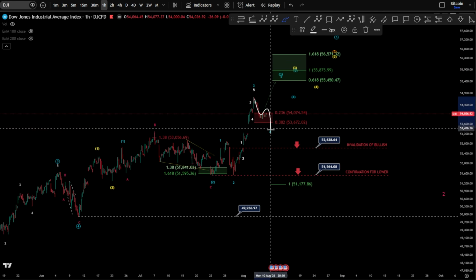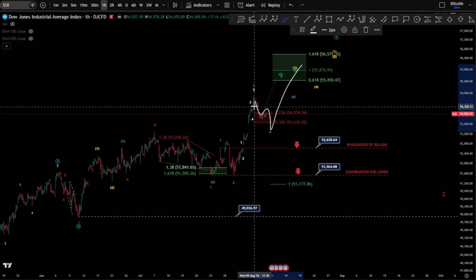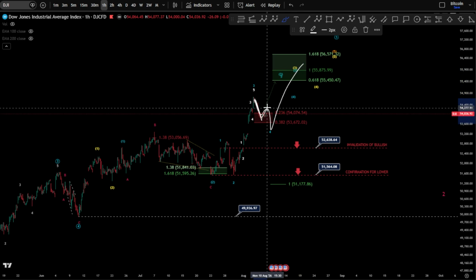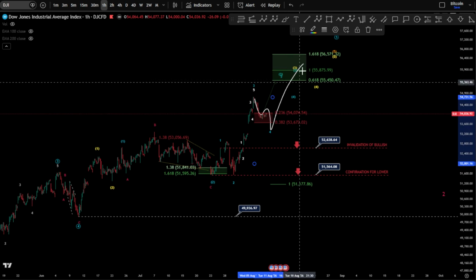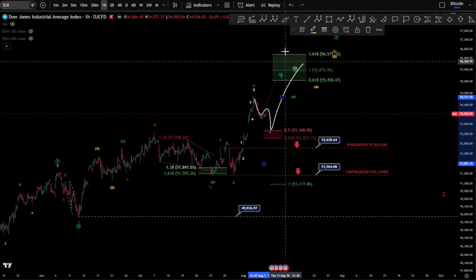But just be careful, of course, from the zigzag before, of course, continuation. And this is a must here because this is an impulse. A, B, and a C. Be careful from the deep targets for a wave 4, guys, where we might reach still the 0.5.